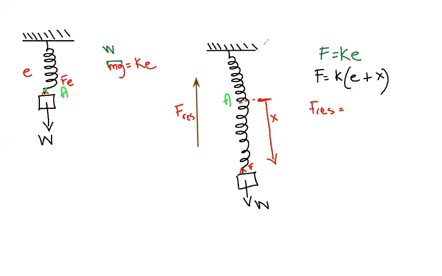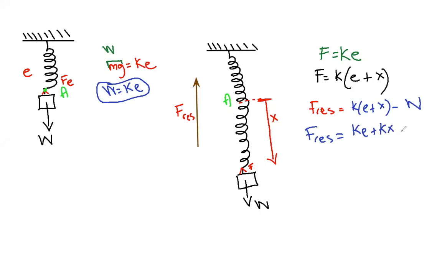So now I'm going to do this. Check this out. Okay, E plus X minus W. Does this make sense? I subtracted F with W to find F resultant, right? Okay, now I know that W, isn't this W2, right? So W is equal to KE. Now I'm going to substitute this into this, and this in turn is going to give me KE plus KX minus KE.